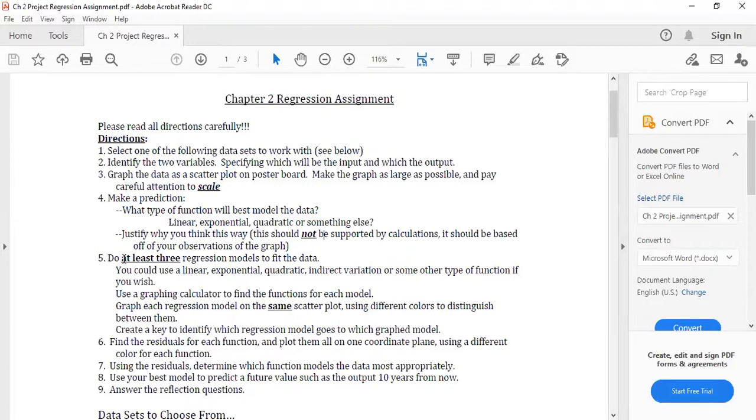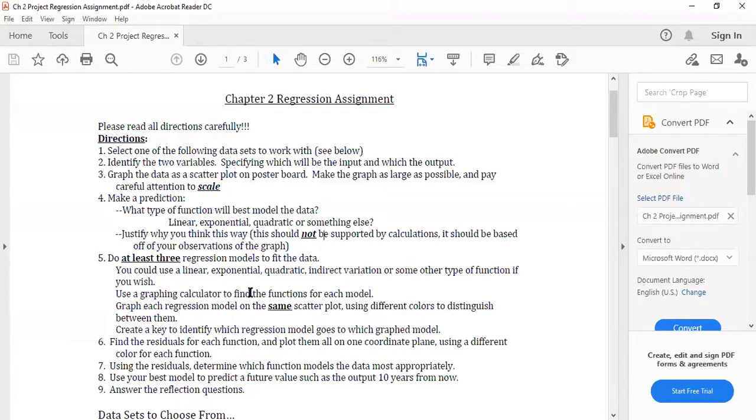And then number 5, you want to do at least 3 regression models to fit the data, okay? We learned 3 regression models. We did linear, quadratic, and exponential, but you're not limited to those 3. Like I said before, you can do logarithmic, you can do cubic. In your calculator, there's a lot of different types of regression, and we'll talk about that when we go back to the Elmo real quick. As I say, you can use linear, exponential, quadratic, indirect variation, so like a ratio or rational function, or some other type of function you wish.